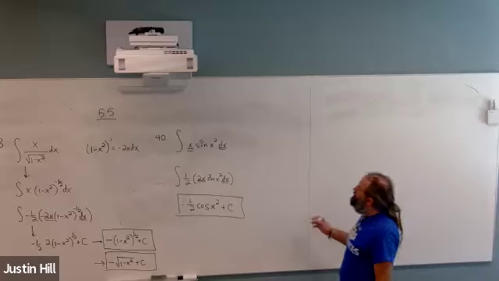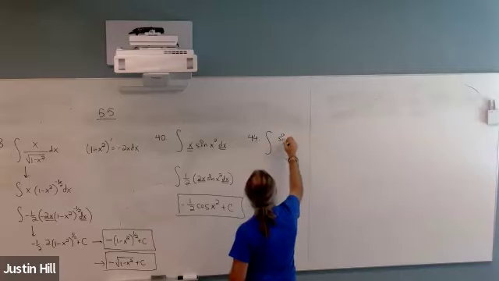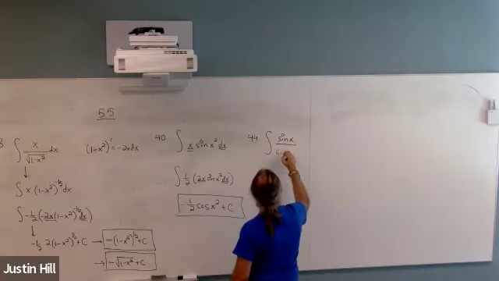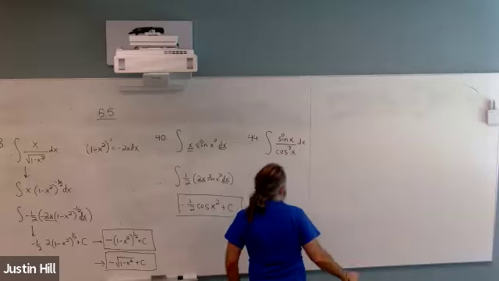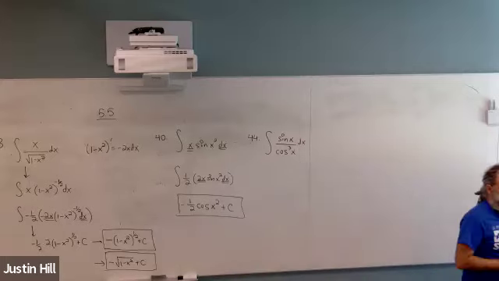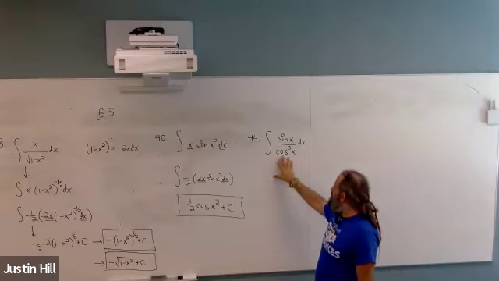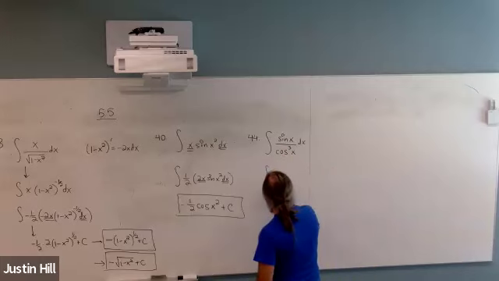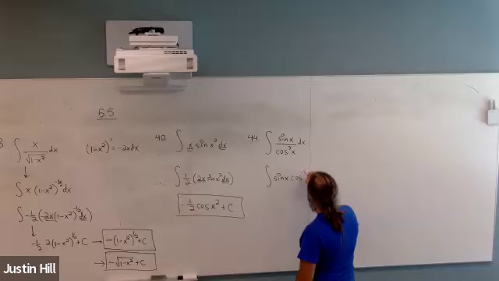Let's look at 44. Here they do sine of x over cosine cubed x, or cosine of x cubed, dx. So again, we're looking at one of these fractions. The first thing is to realize, and you don't have to write it this way, if you just see it in your mind, that's fine. But really what we're dealing with is sine x times cosine of x to the negative third power.